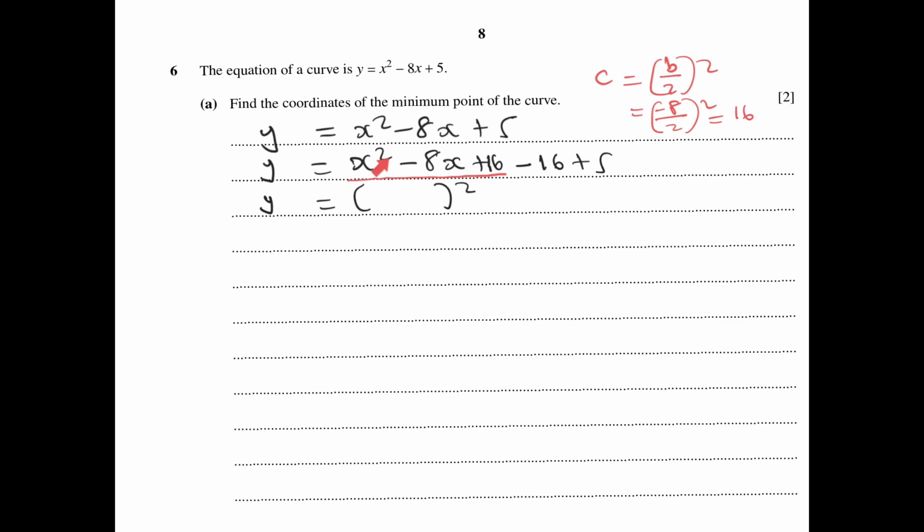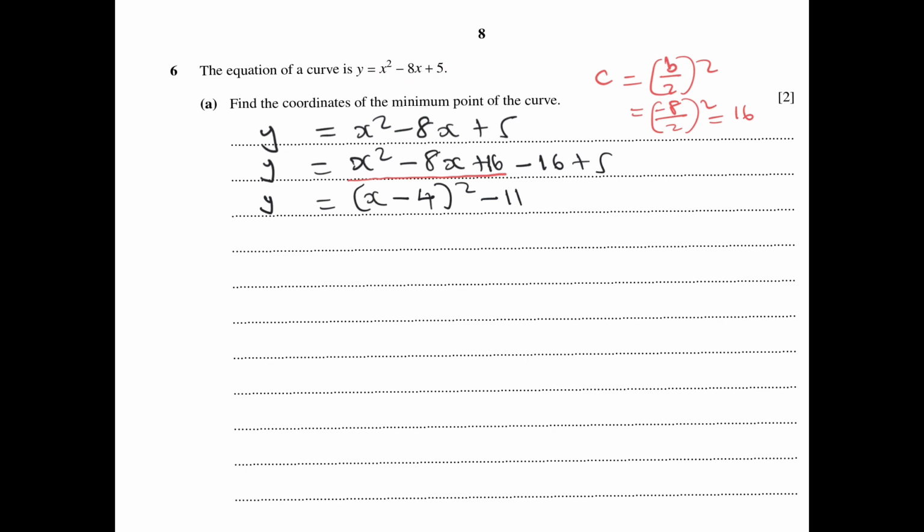Then we ask ourselves, square root of x squared is what? It's x. The same sign that we have there should be what we have there. And then square root of 16, we have 4. So that is a 4 there. And then this part here, we just need to simplify it. That's negative 16 plus 5, which gives me negative 11. So that's the completed square form of that function.